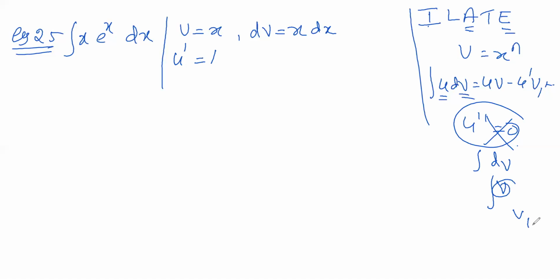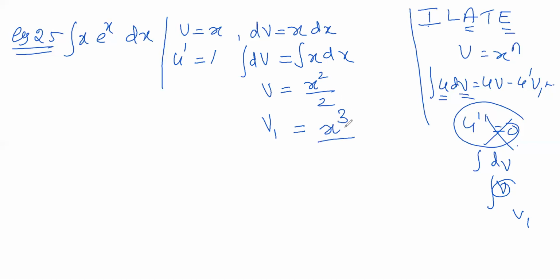Now u dash is equal to 1, and the integral of dv is v. So v is the integral of x dx, which is x squared by 2. And again we integrate to get v1, which is x cube by 3 into 2, so x cube by 6. So here we have found u dash, so we stop with v1.